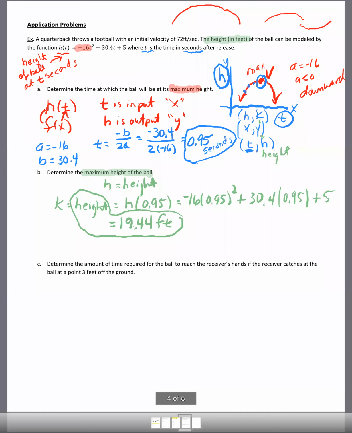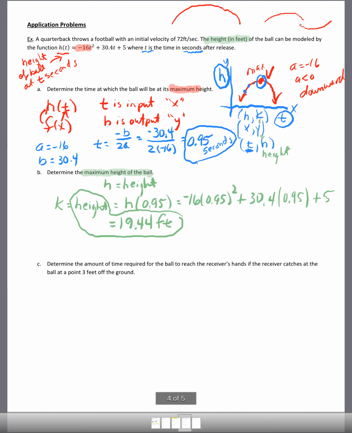So basically, in their own little way, they were really asking me, where's your vertex? It's just we have to translate, since this is an applied problem to a real situation, what does vertex mean? Well, in our case, it meant time, comma, height.